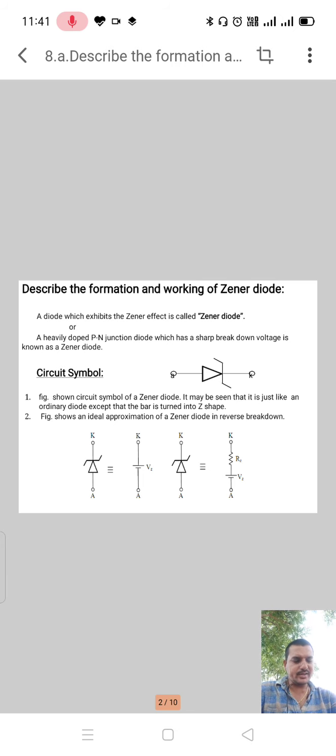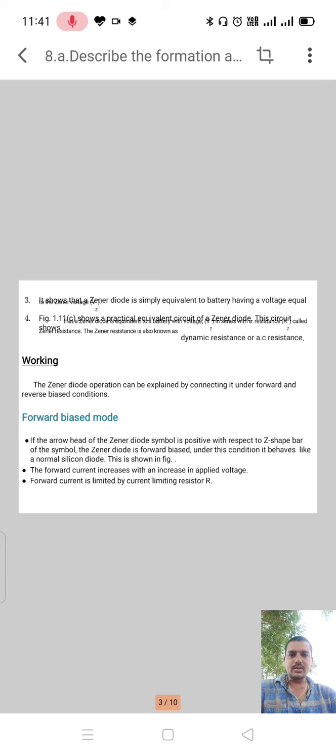The figure below shows an ideal approximation of a Zener diode in reverse breakdown. It shows that a Zener diode is simply equivalent to a battery having a voltage equal to the Zener voltage. The equivalent circuit of Zener diode is shown in the figure, along with the dynamic resistance or AC resistance.